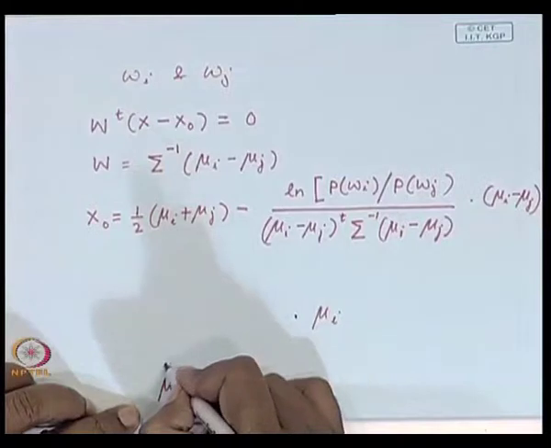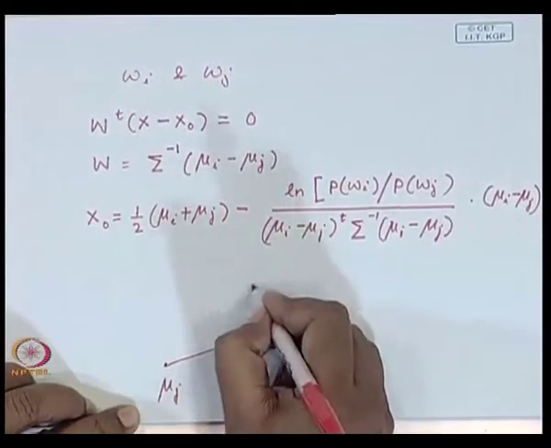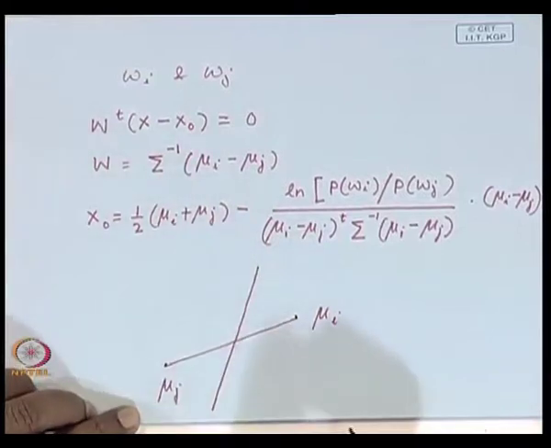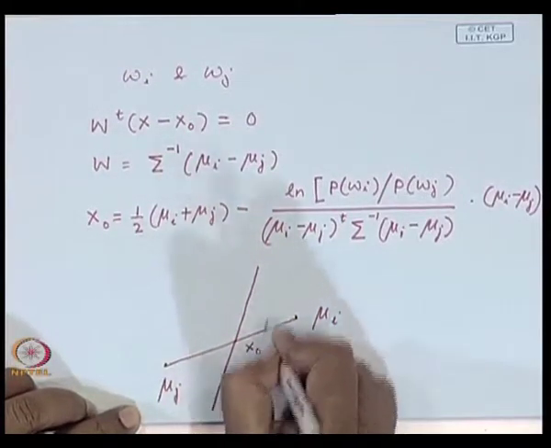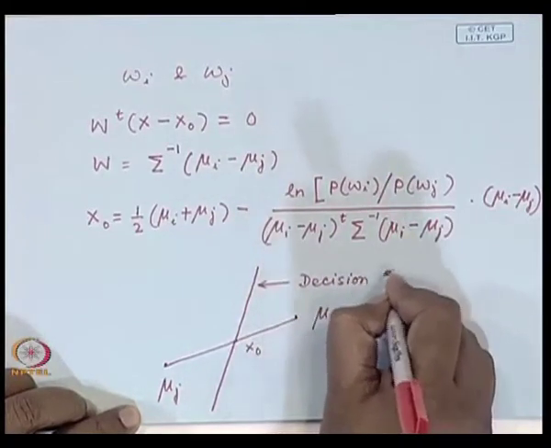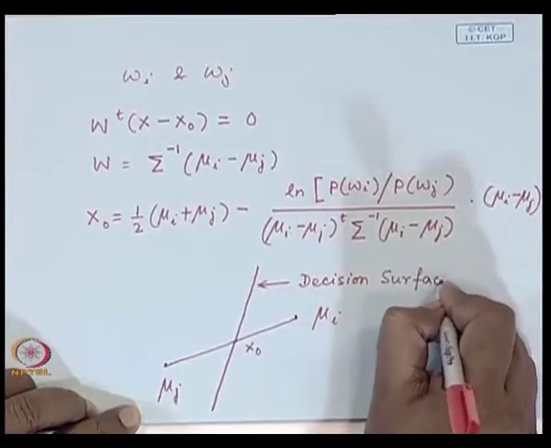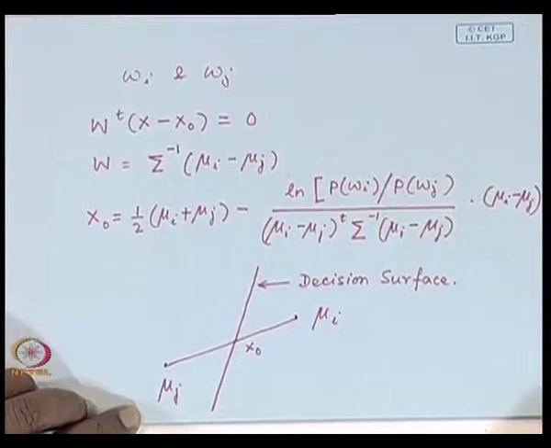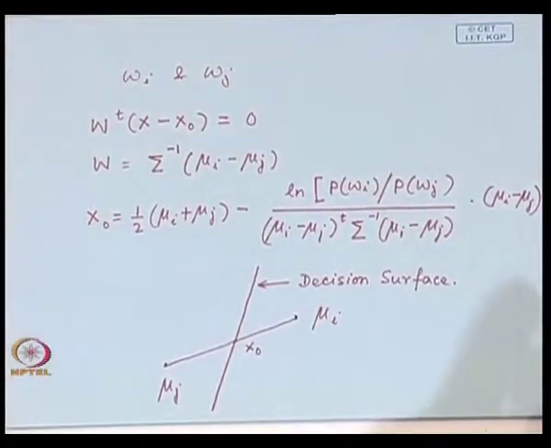So, effectively the situation we will have is this: if I have these two means, mu i and mu j, this is the line joining mu i and mu j, and the decision surface will be something like this. This is point x naught and this is your decision surface. Okay. So, we still have linear classifiers; the decision surface between two classes is still a hyperplane, but this is not an orthogonal bisector, or this is not orthogonal to the line joining mu i and mu j.